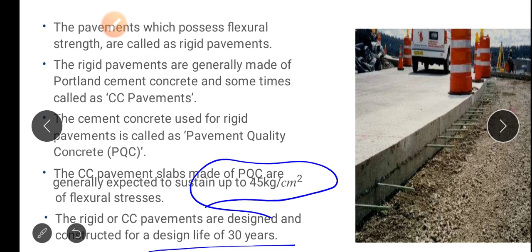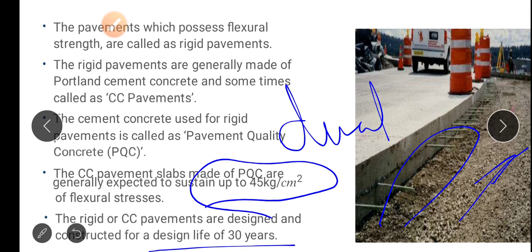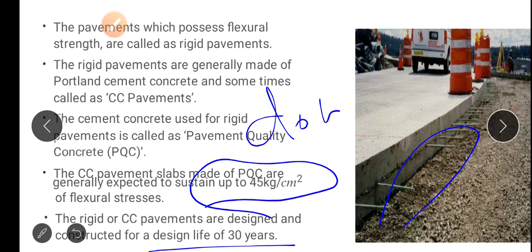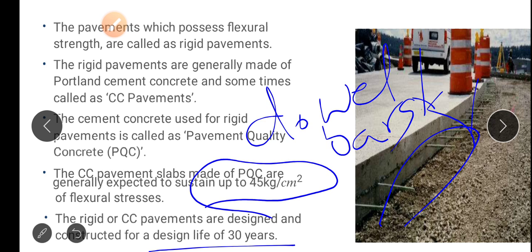Whatever the bars which are protruded here, they are meant for connecting the two slabs which are running in the longitudinal direction. They are known as dowel bars, D-O-W-E-L. These are used just to connect the two slabs so that whenever the load is applied here, it will be transferred uniformly and effectively on both the slabs. That's all.